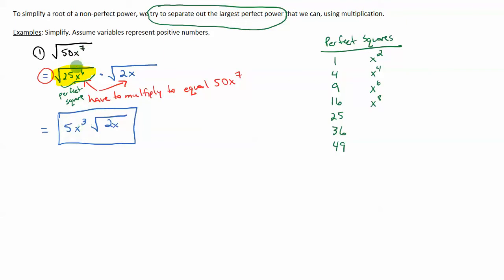Okay, so you're always creating a perfect square so that you can take the square root of it. The square root of 2x is not a perfect square, so we can't take the square root of it. We just have to leave it alone. All right, let's try another one.